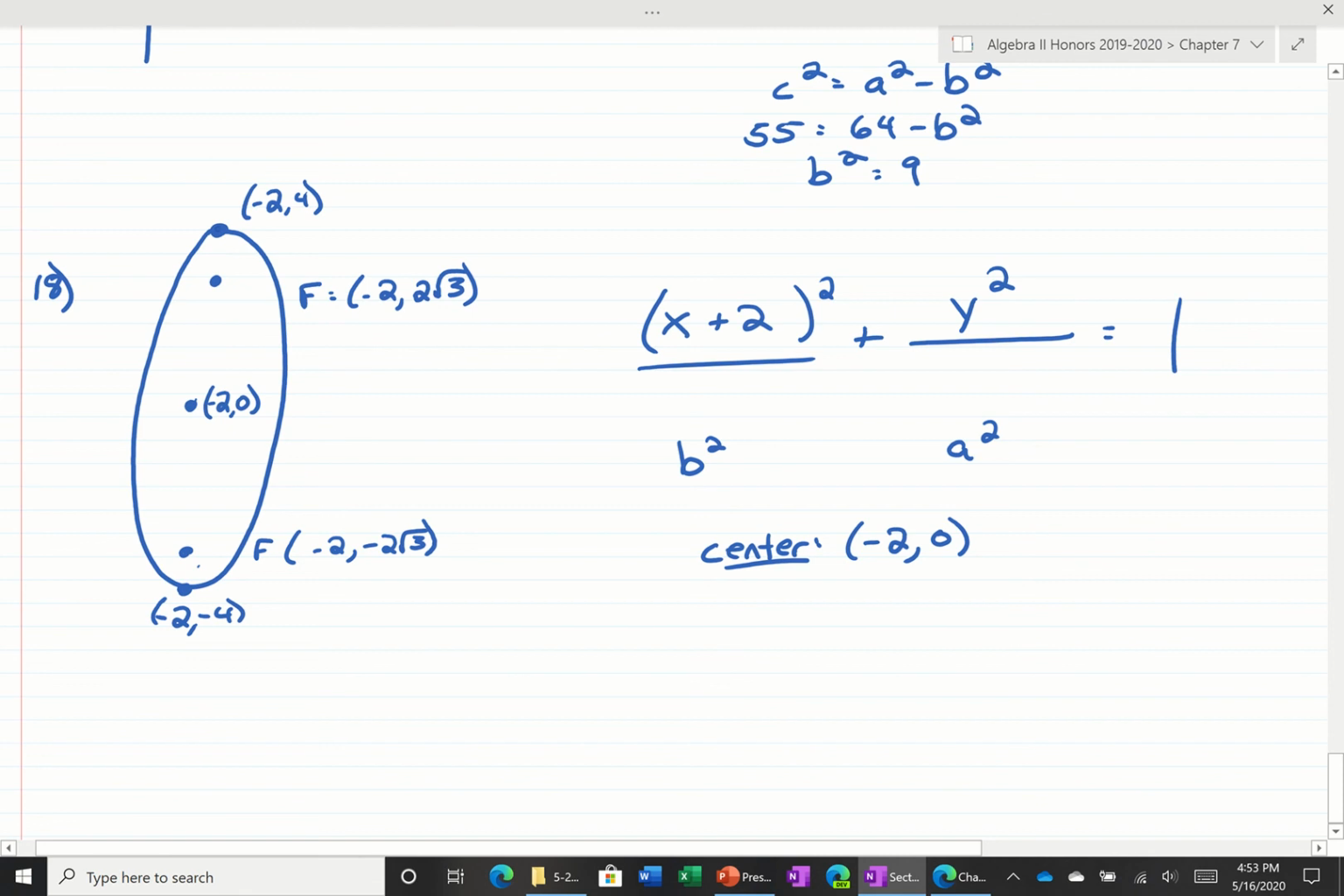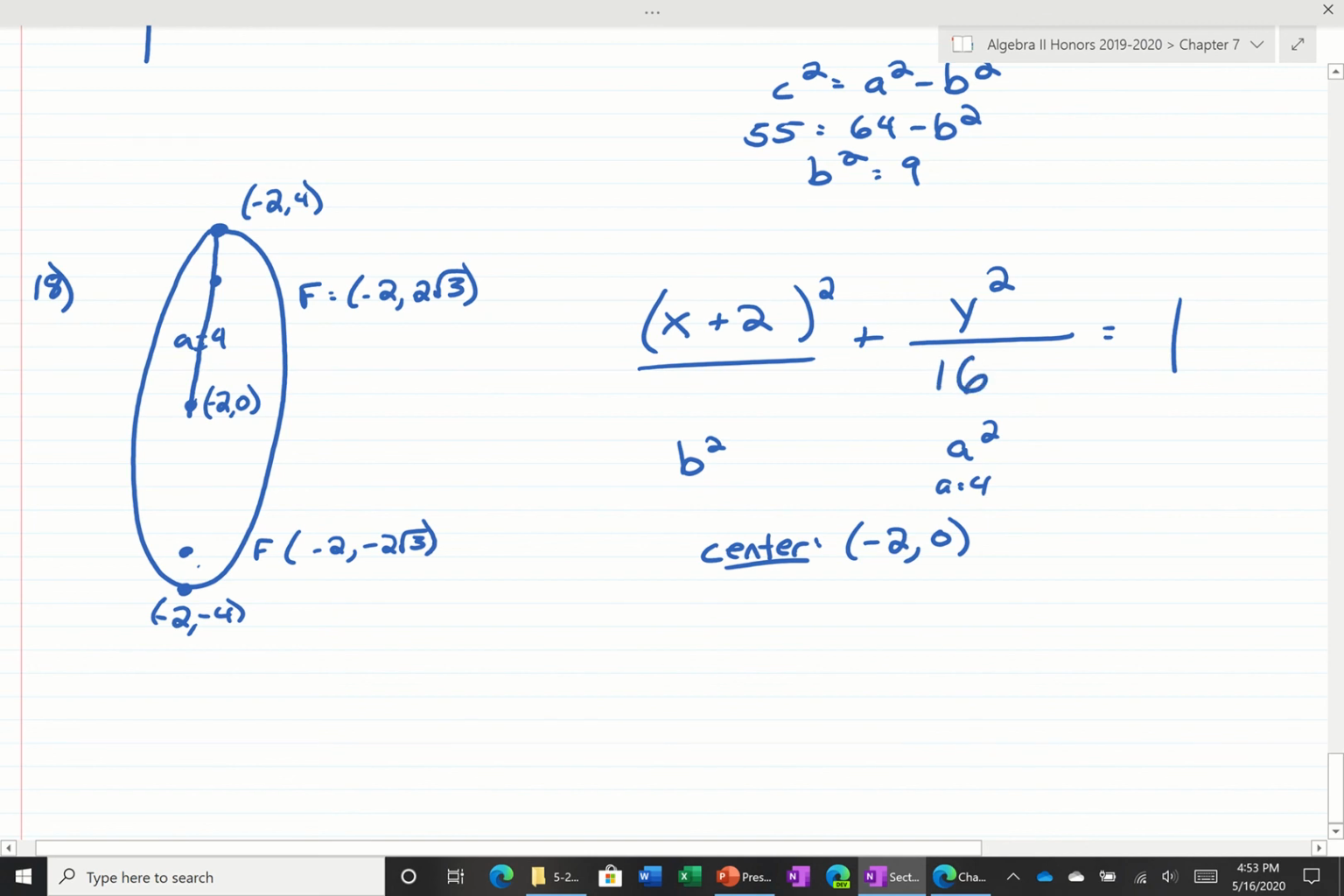And so if the center is -2, 0, the distance from here to here, that would be a. A would be 4. And my pen's giving me a hard time here. So if a is 4, a squared is 16.